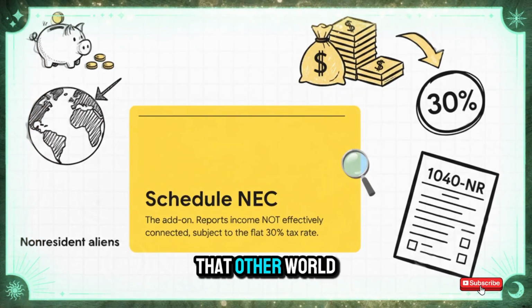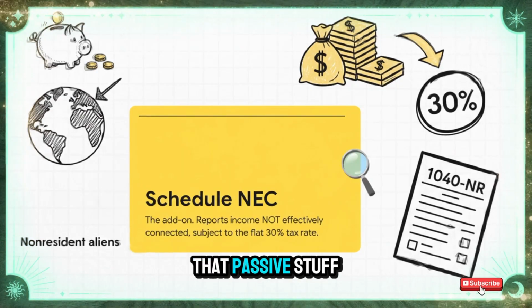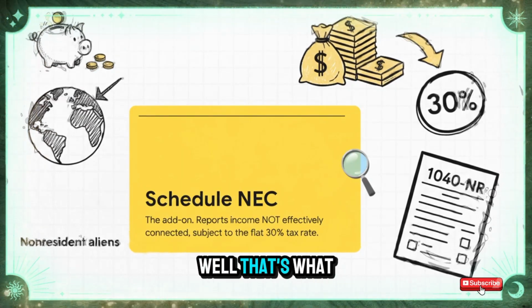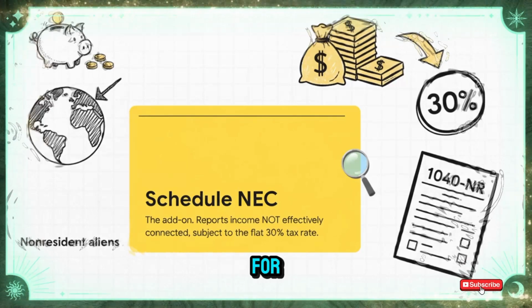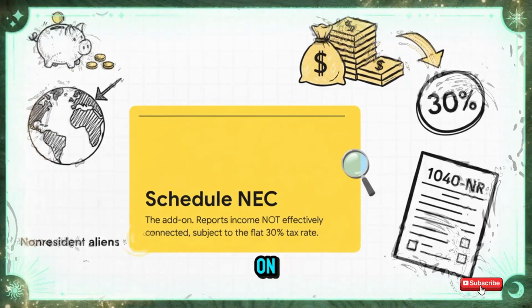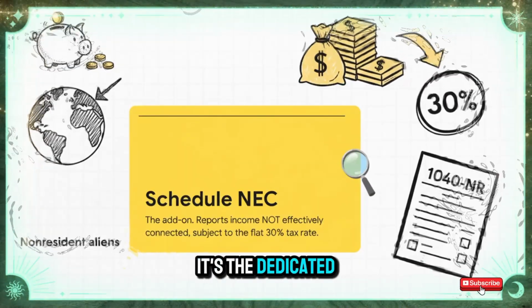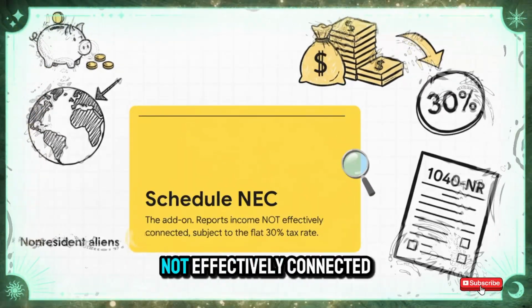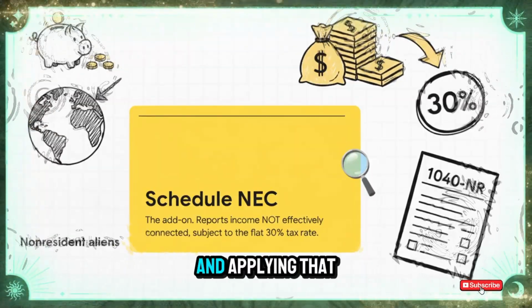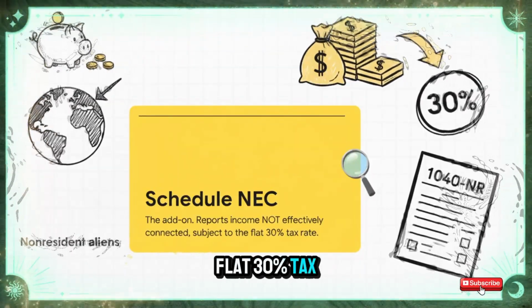But what about that other world of income, that passive stuff? Well, that's what Schedule NEC is for. Think of it as an add-on, a schedule that attaches right to your main return. It's the dedicated space for handling all that not effectively connected income and applying that flat 30% tax.